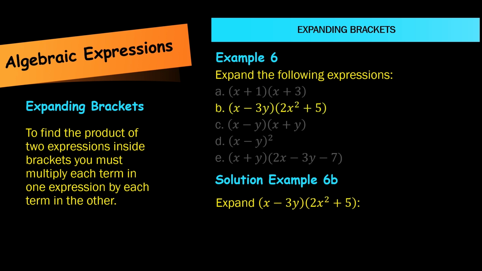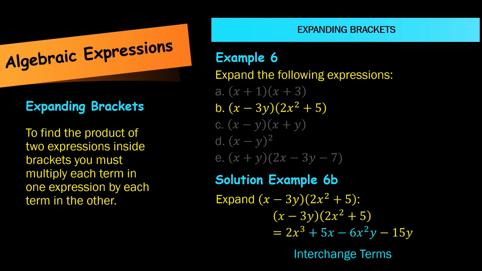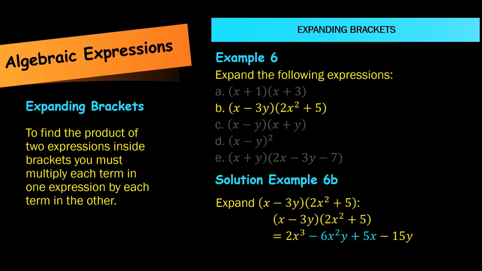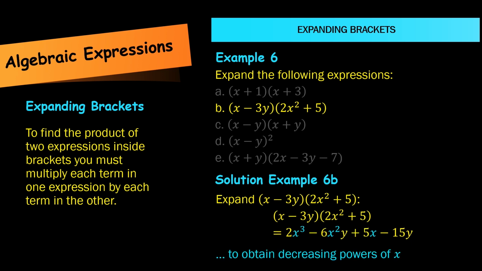And now for part B. We are required to expand x minus 3y times 2x squared plus 5. X times 2x squared, x times 5, minus 3y times plus 2x squared, and finally minus 3y times 5. We interchange the terms to obtain decreasing powers of x as shown.